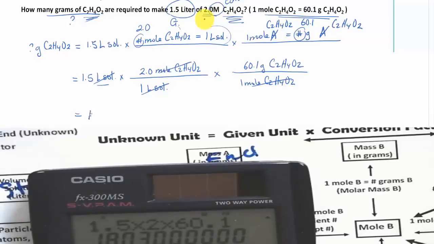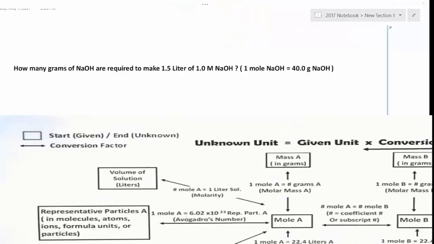So we would have 180.3 grams of C2H4O2. So we would need that much grams to make 1.5 liter of 2.0 molarity in terms of concentration of C2H4O2. And later on, we're going to learn how to do that in our labs, okay? Now let's try another challenging problem.